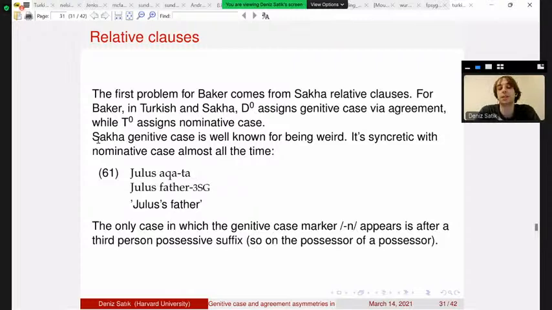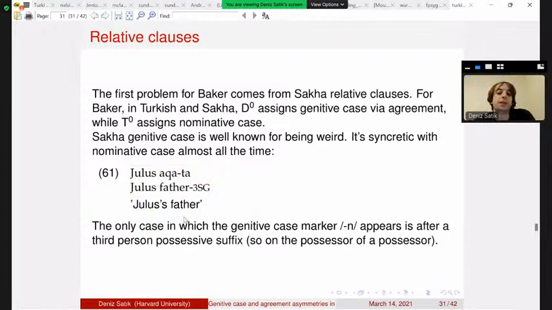So Saha genitive case is well known for being weird. It's syncretic with nominative case almost all the time. So for those of you who don't know this already, here's a really cool piece of Turkic, a very weird Turkic language, which doesn't have genitive case, or doesn't seem to have genitive case. So Julus's father, Julus'un babası, it would be in Turkish. So in Saha, you would say Julus babası, basically. And this is seen in 61.